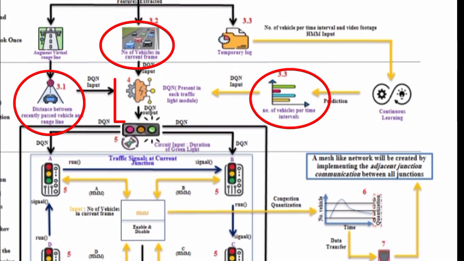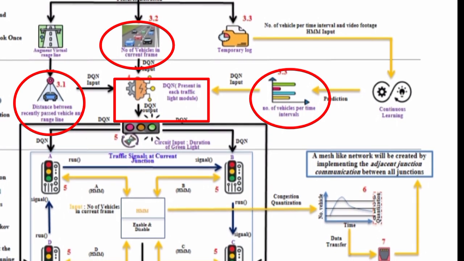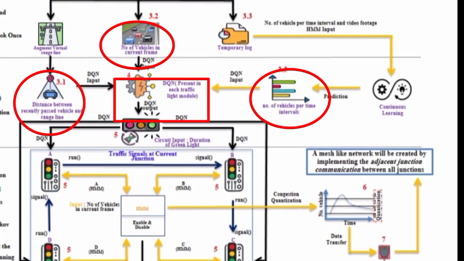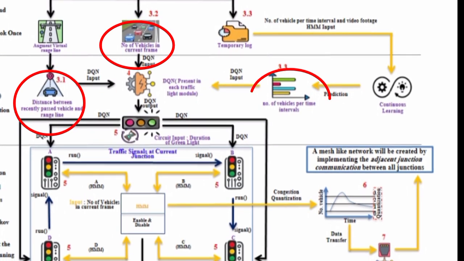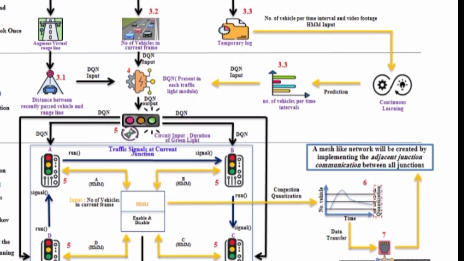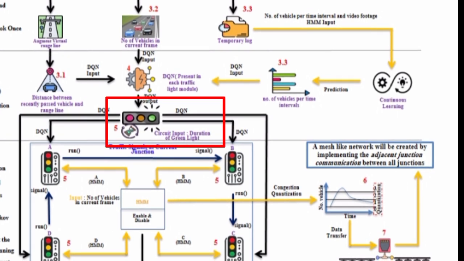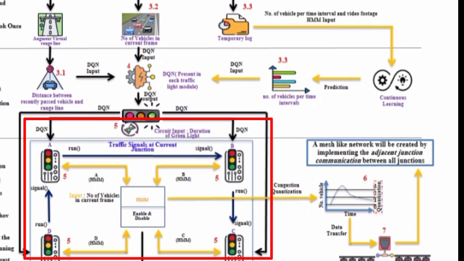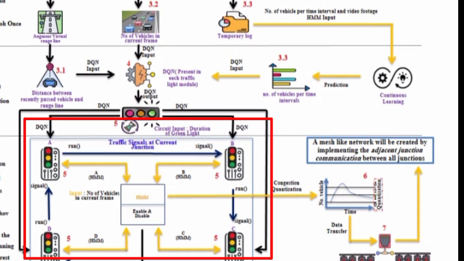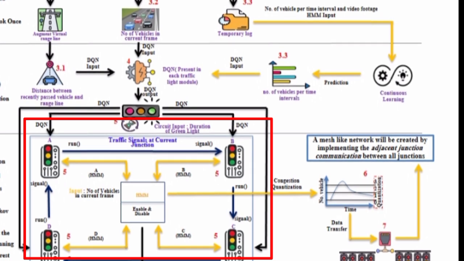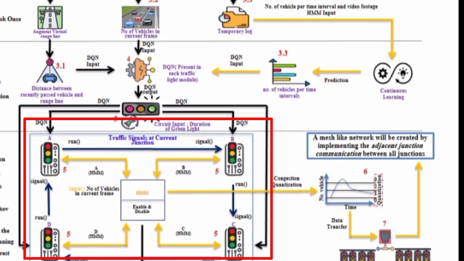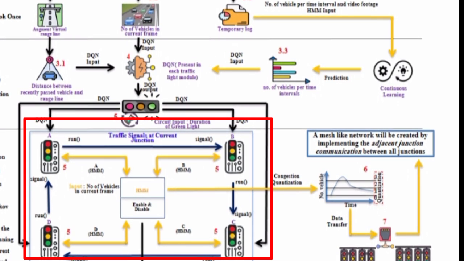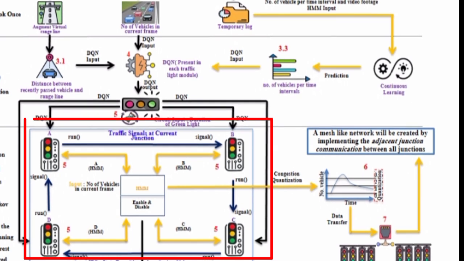Now, all the 3 above mentioned data is given to DQN. By analyzing the input data, the DQN gives dynamic green light timing. This data is then fed into the traffic light module. In phase 3, we have an intersection or traffic junction with 4 traffic light poles, each with a module consisting of the code that implements DQN, HMM and IPC.